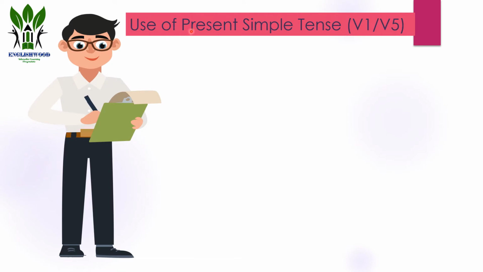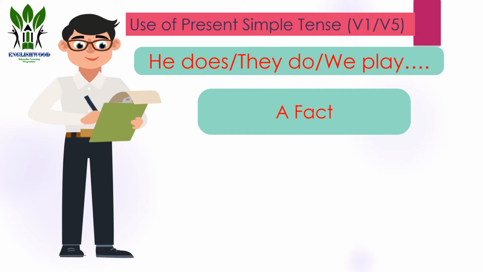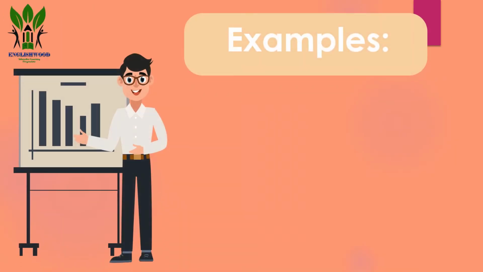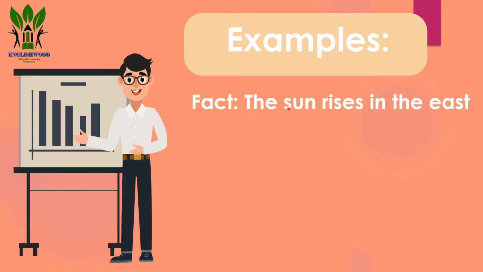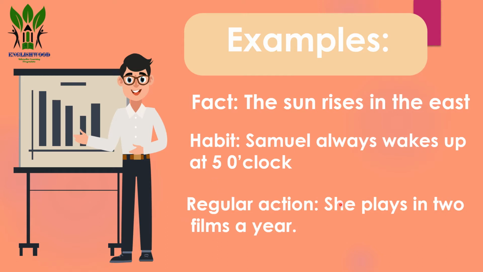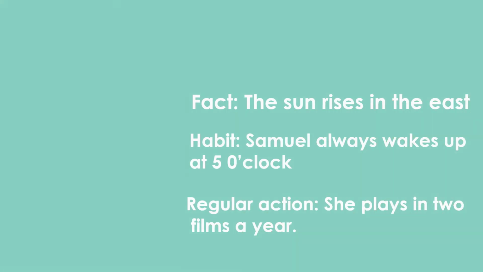So, the use of the present simple tense, that is verb 1 and verb 5, the identification of the present simple tense. He does, they do, we play. So does is verb 5; do, play, verb 1. Alright, it is used to express a fact, a habit, or a regular action. For example, a fact: the sun rises in the east. Or a regular habit, like Samuel always wakes up at 5 o'clock. Or regular actions, like she plays in 2 films a year. Alright, we discussed this one.